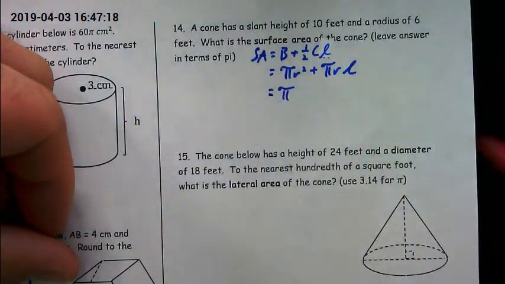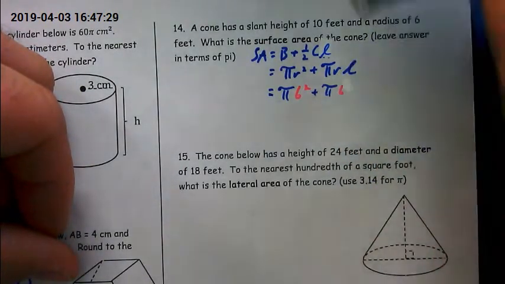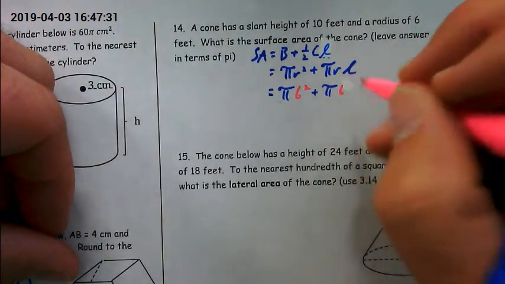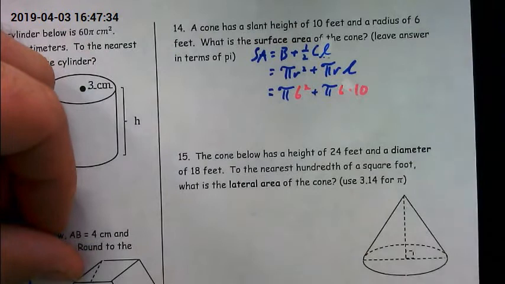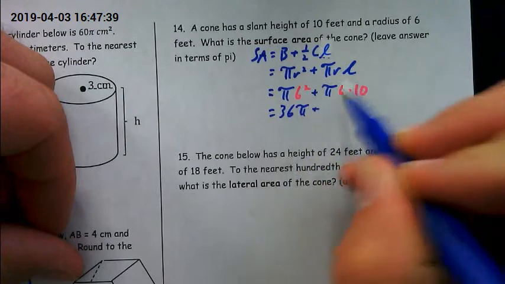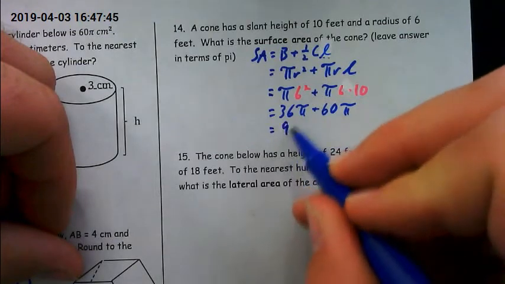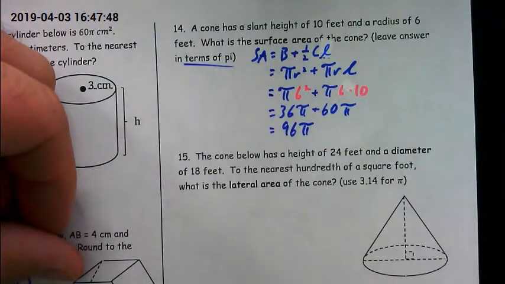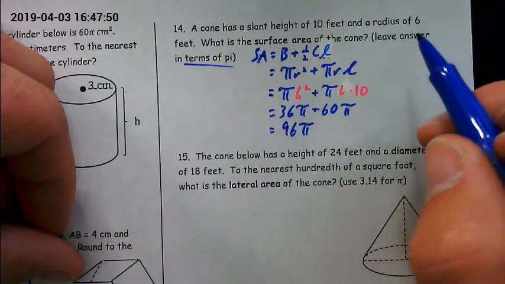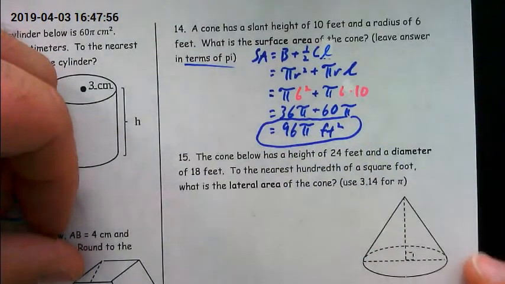So we have pi, plugging in our radius of 6, 6 squared, plus pi, plugging in our radius, 6. Sorry, not squared, didn't mean to square that. Radius is 6 times our slant height of 10. So, 6 squared is 36, 6 times 10 is 60. 36 plus 60, 96. They want this in terms of pi, so we don't have to change anything. That's our answer. This is also in feet, so we would want to say feet squared for the final answer.